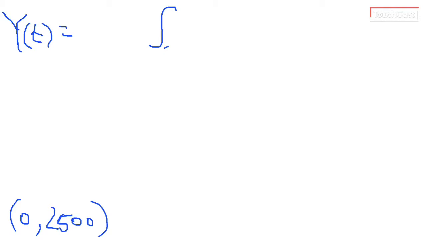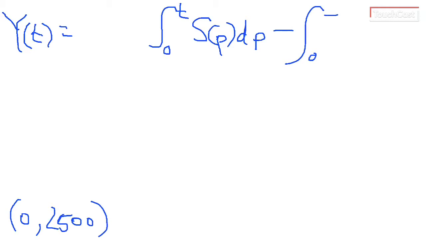I'm going to integrate from 0 to t the amount of sand coming in, which is S. I can't use t because I've already used it. I'm going to use S of p dp, minus the integral from 0 to t of R of p dp.